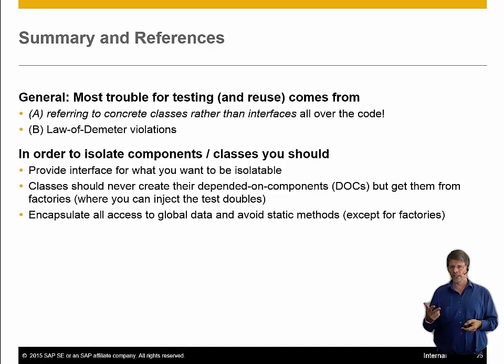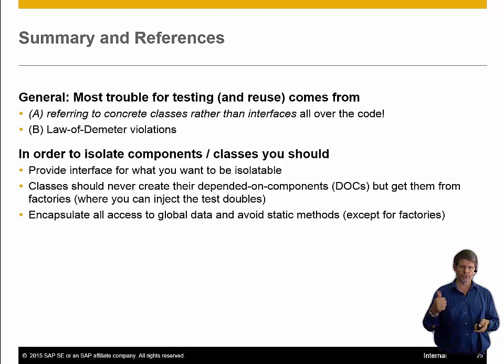And you should encapsulate all access to global data or any kind of global environment. From a component perspective, this is everything that is really outside that you get access to by name. Basically a static method is a different static name, but the code has to be there in the context. So this is something you should avoid at all costs.